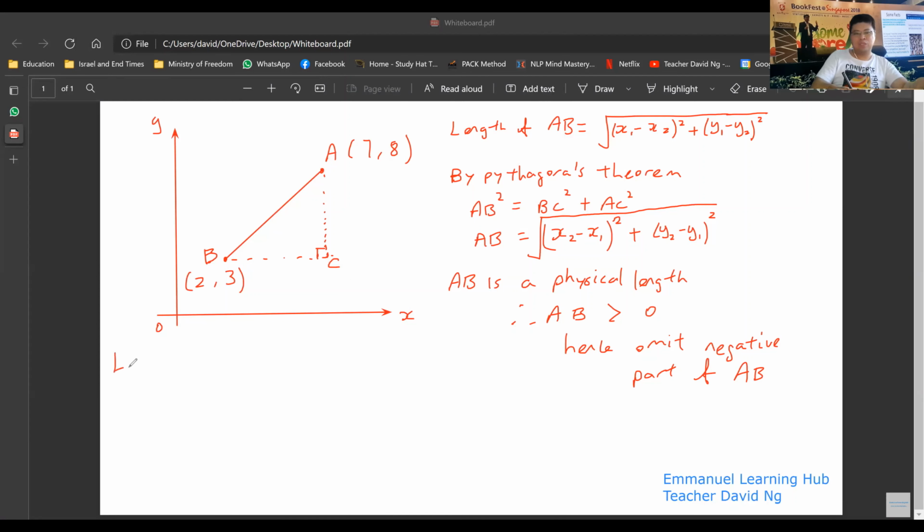So your length of AB, there are 2 ways to calculate it. Length of AB will be the square root of the difference in x, which is 7 minus 2 squared. So if I use 7 minus 2, you have to use 8 minus 3. So you end up with 7 minus 2 is 5. 5 squared is 25. 8 minus 3 is 5. 5 squared is 25. Square root 50.